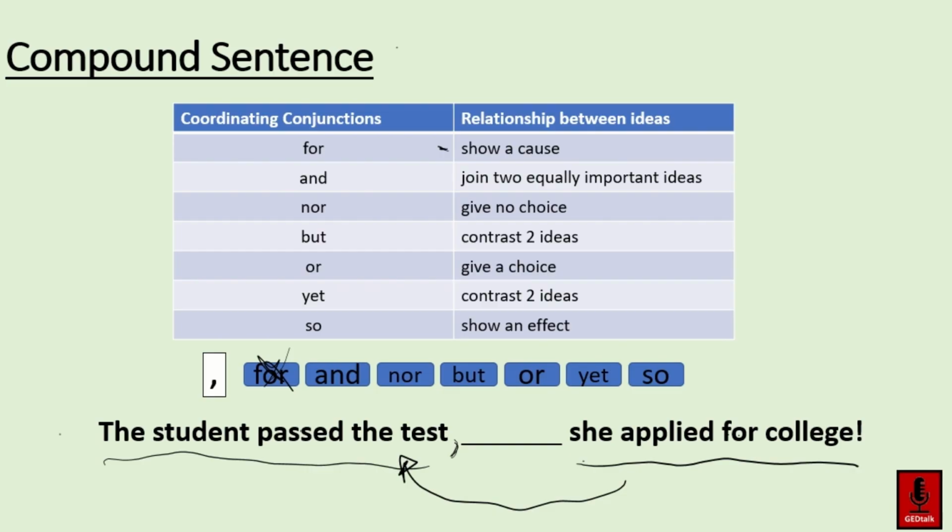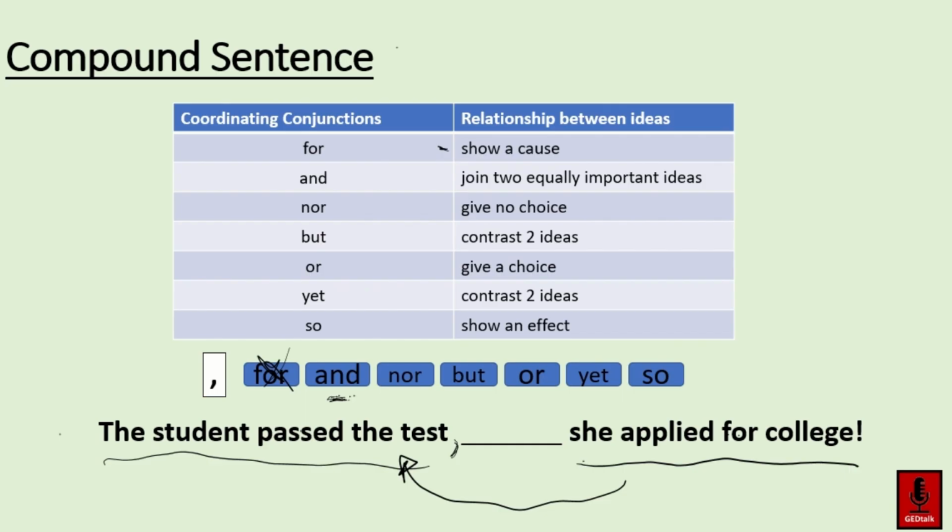Let's try and. Well, and tells us that it joins two equally important ideas. I think and would be one of the words that we could use, but let's try it out. The student passed the test and she applied for college. Yeah, definitely and is going to stay. It is one of the words that we could use. If you're like, wait, is there more than one I could use to make this compound sentence sound logical? Absolutely, folks. Don't think that there's only one of these that would work for this example. There's going to be another one too. Don't worry. But for the most part, you just need to make sure that whichever coordinating conjunction you decide to use shows the proper relationship between those two sentences, those two ideas.